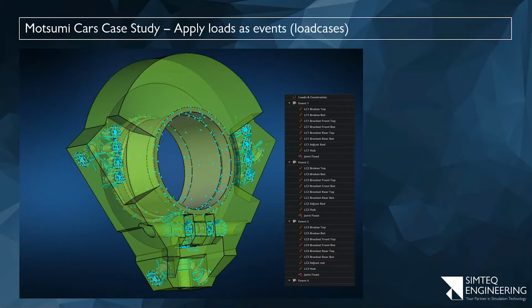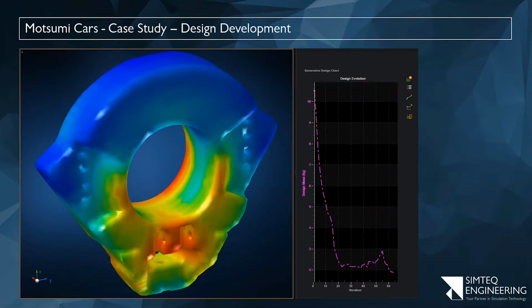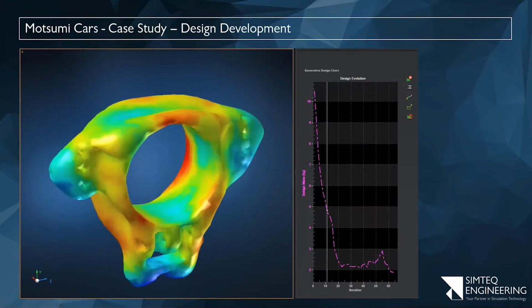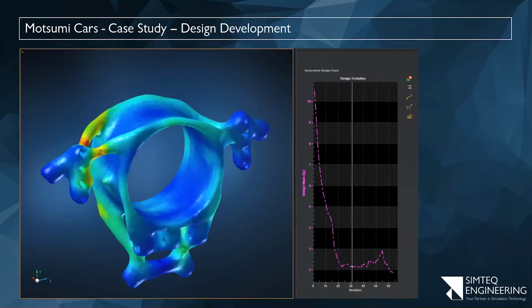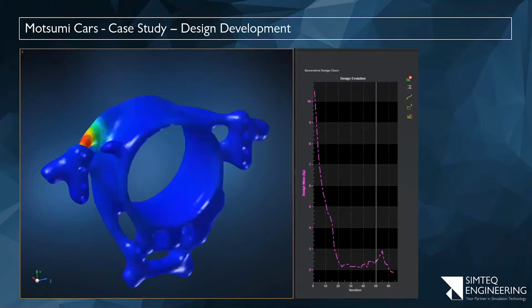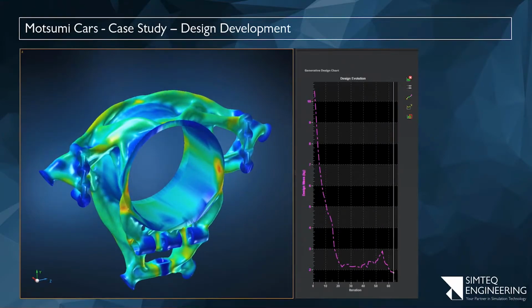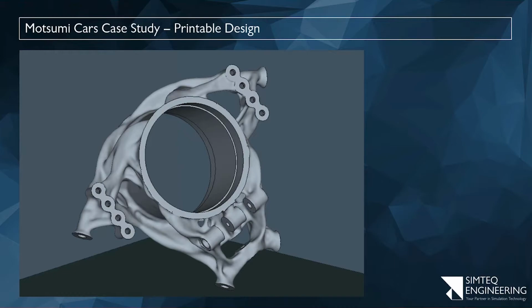Then it's a matter of defining and applying all the loads, and most importantly, different events, which are different combinations of loads and boundary conditions. And then it's as simple as starting the simulation. Here we see the results progress throughout the simulation and a graph of the mass being reduced. It started off for that complete body at 11 kilograms, and it reduced to the final part below 2 kilograms. A huge saving in material and obviously mass for a sports car like this, which is quite important.